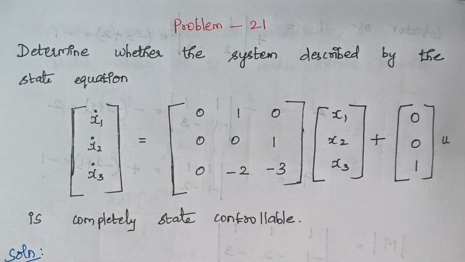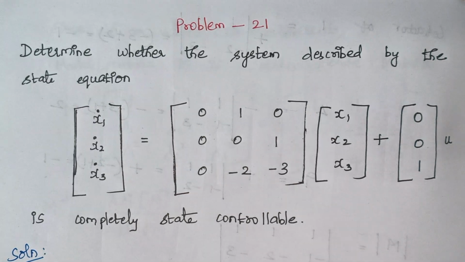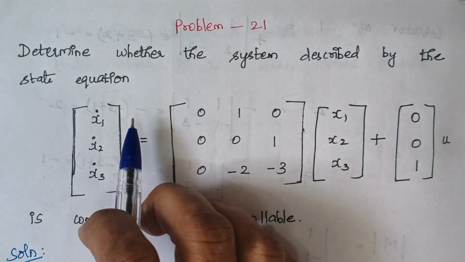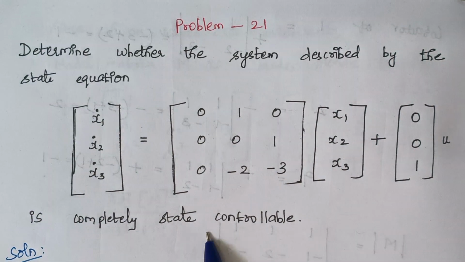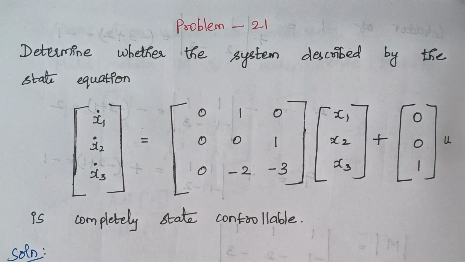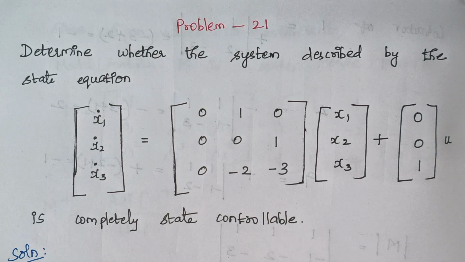Today we are going to discuss problem 21. The problem is to determine whether the system described by the state equation is completely state controllable. Here they didn't mention which method to use to find whether the system is state controllable. Either you can use Kalman's test or you can use Gilbert's test. In this video we are going to use these two tests and finally say whether the system is state controllable or not.